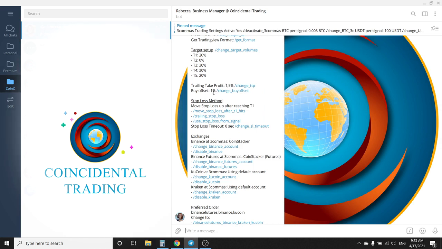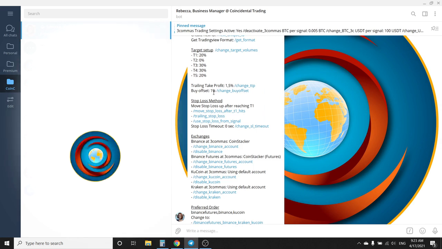Now you can change it. I think 2% is the max, but if you don't want to change it, just leave it at 1% or less is my recommendation, and play around with it and find out for yourself.